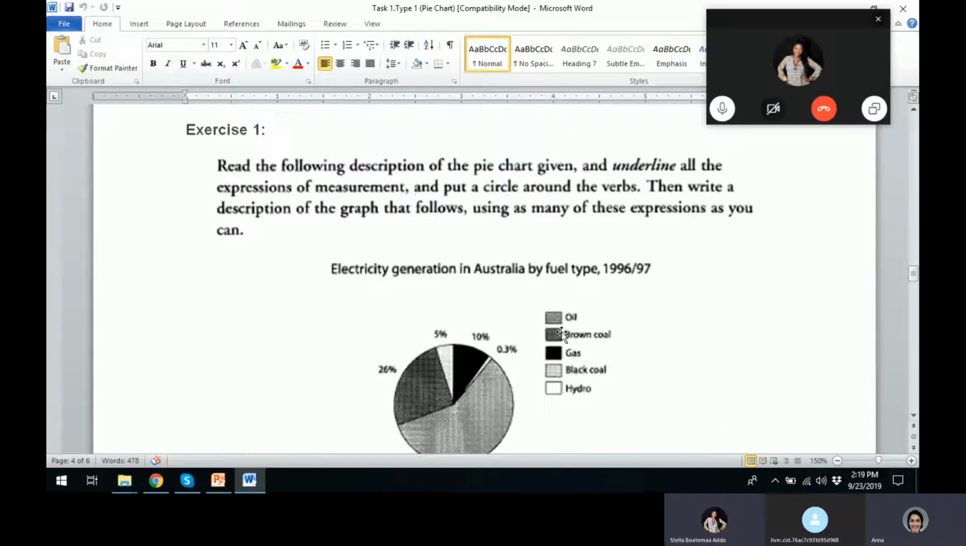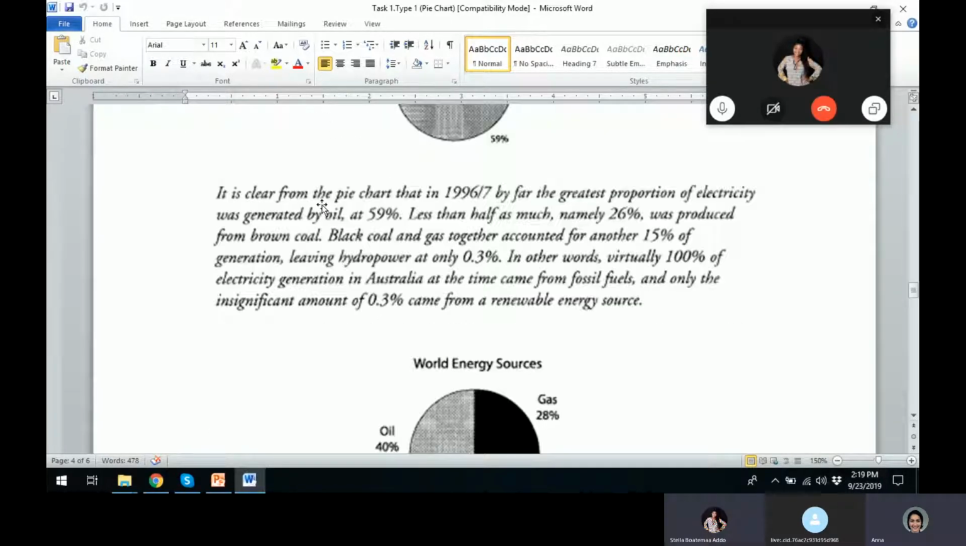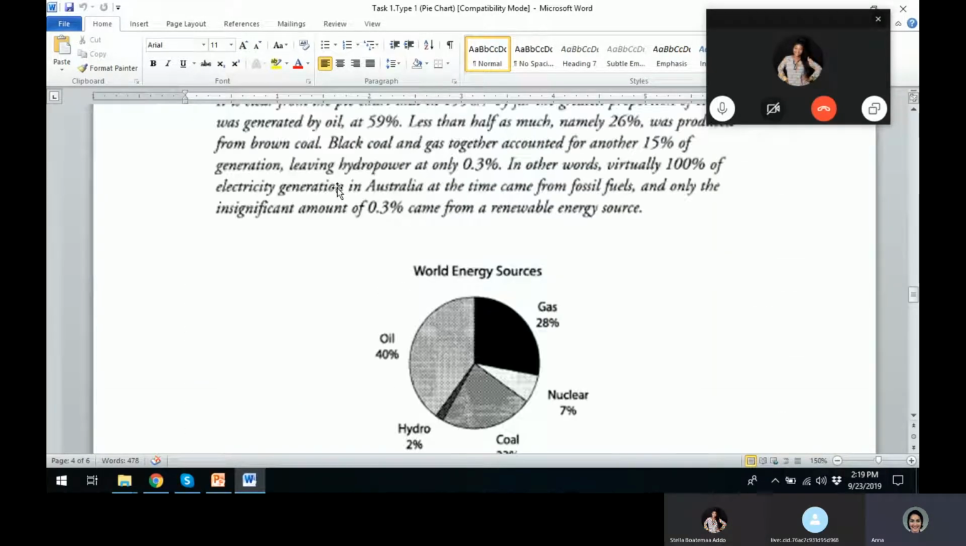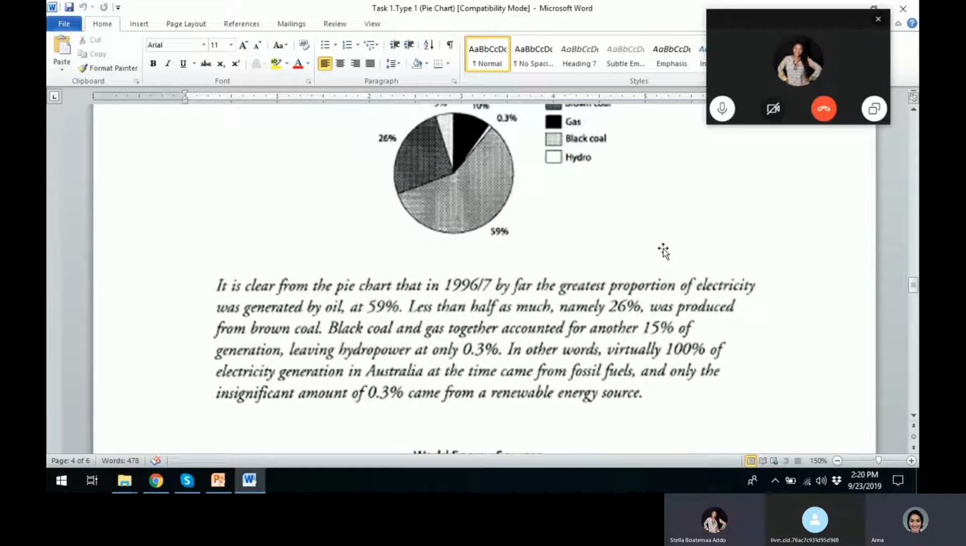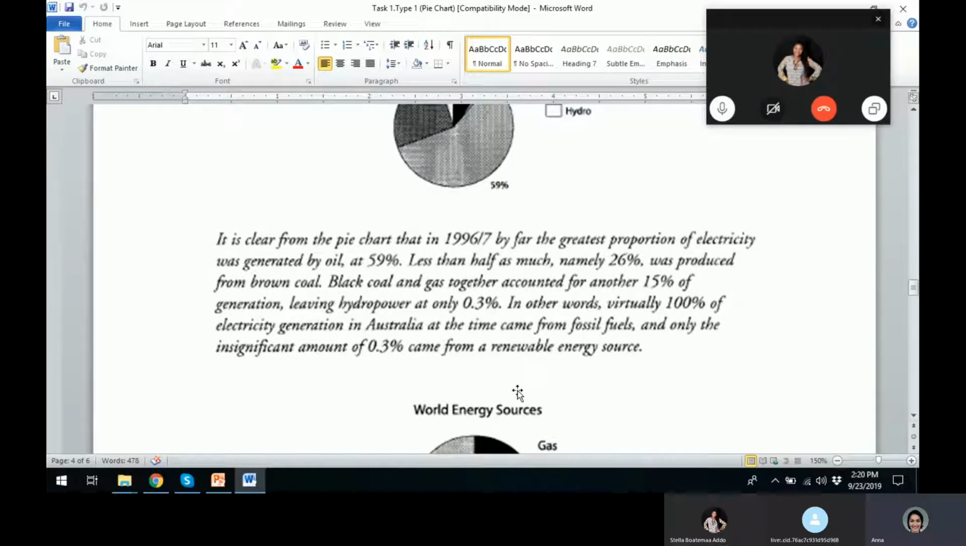Okay. We are supposed to underline all expressions of measurement. So what expressions of measurement do we see here? Well, there's greatest proportion, right? Less than a half. Okay, anyway, what I want you to focus on would be the use of paraphrases like greatest proportion, and then you have to say proportion of what? Of electricity. Okay, and then the question usually is, I already said greatest proportion. Do I need to say again 59%?